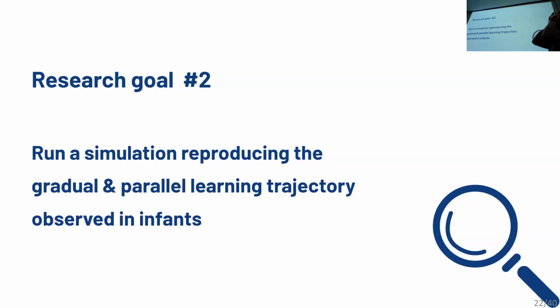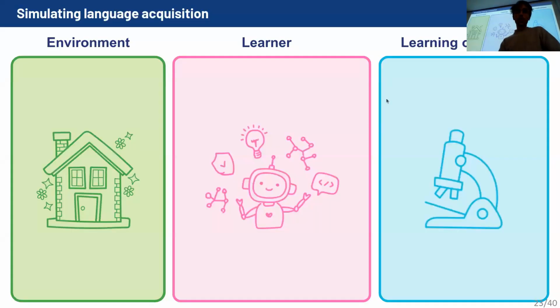This was one of the goals we tackled during my PhD: to run a simulation reproducing this gradual and parallel learning trajectory. So briefly, the idea is to build an algorithm that reproduces some behaviors observed in infants. And by doing so, we can get precious insights about the kind of cues infants may rely on to acquire a given knowledge, to learn their native language.